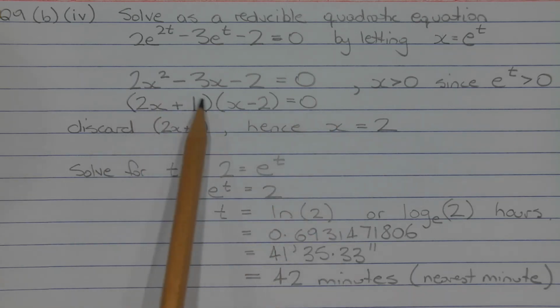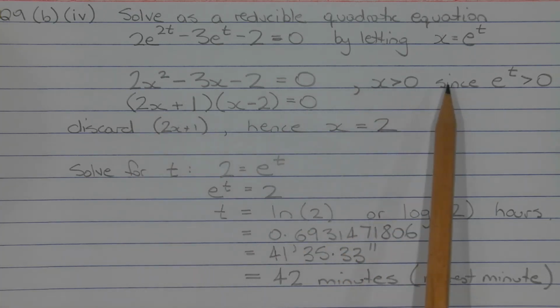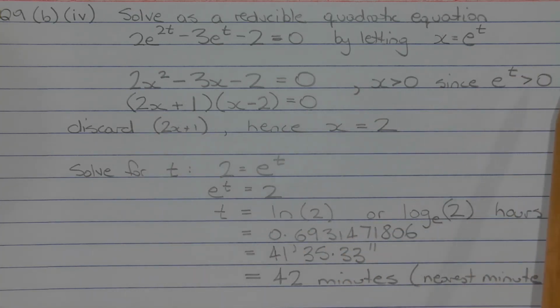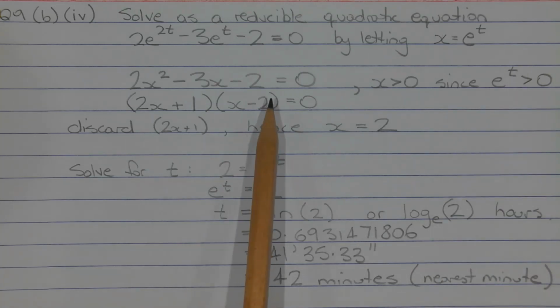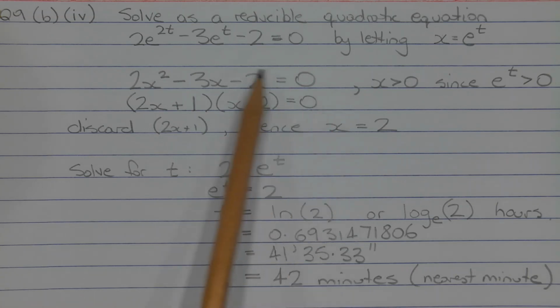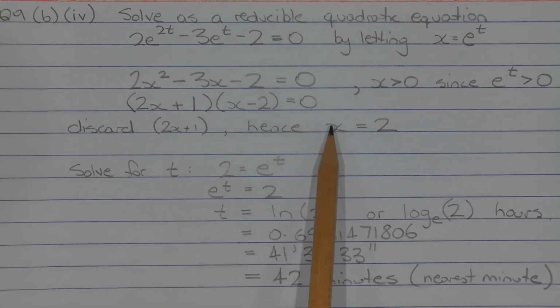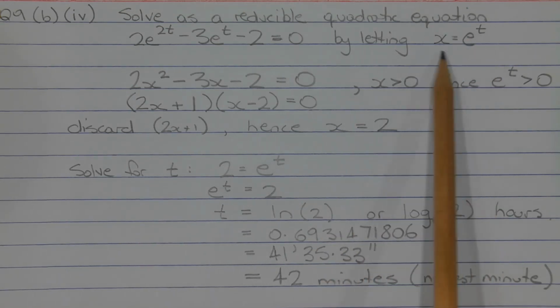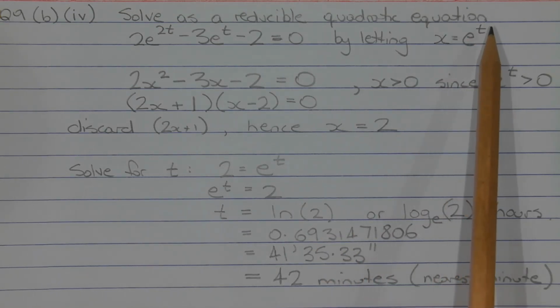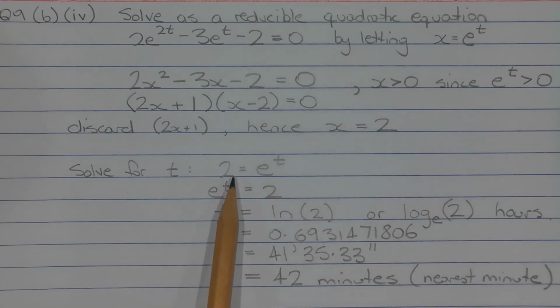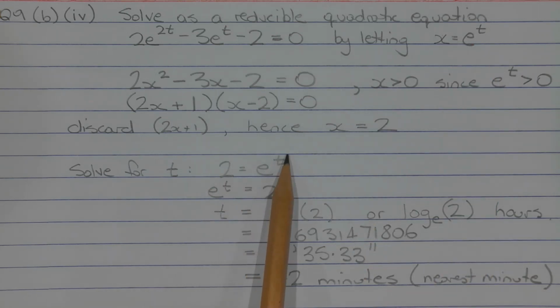And we need to discard the factor 2x plus 1 since x must be greater than 0, since e^t is greater than 0 for all real values of t. Hence, the solution to this non-monic quadratic equation in terms of x is x equals 2. Now, substituting x equals 2 into x equals e^t and solving for t, we get 2 equals e^t.